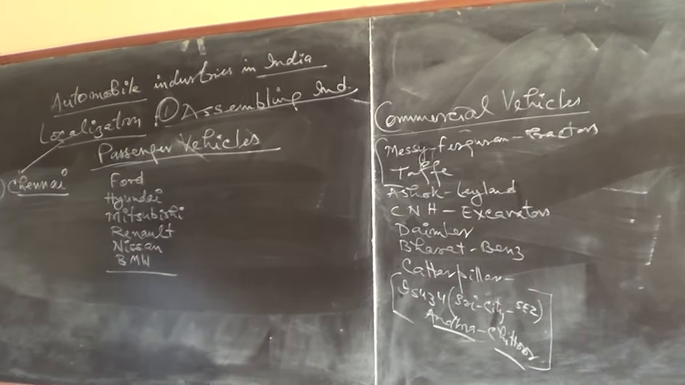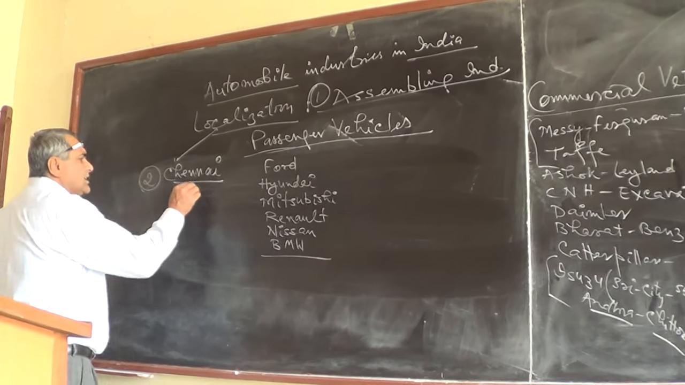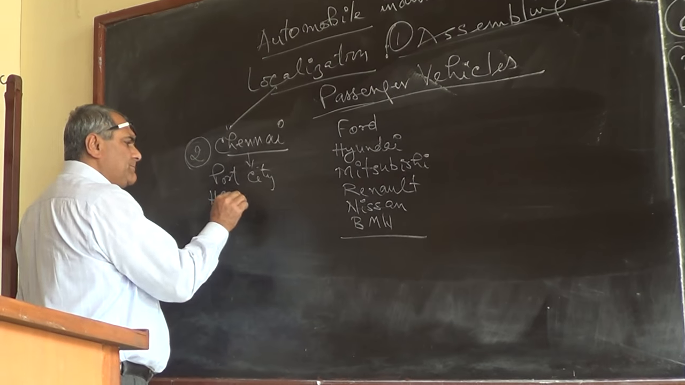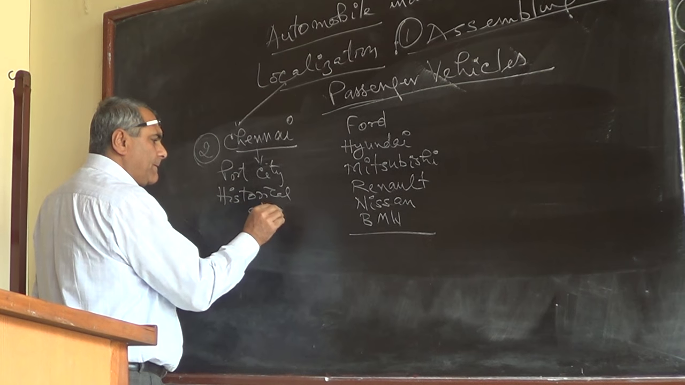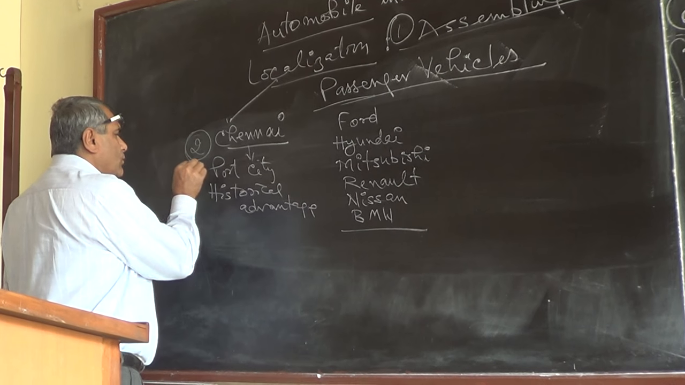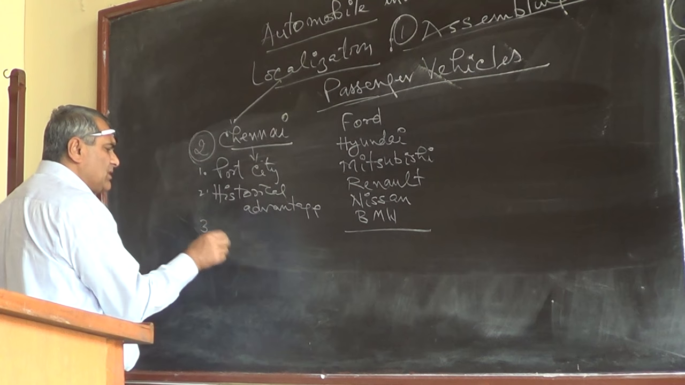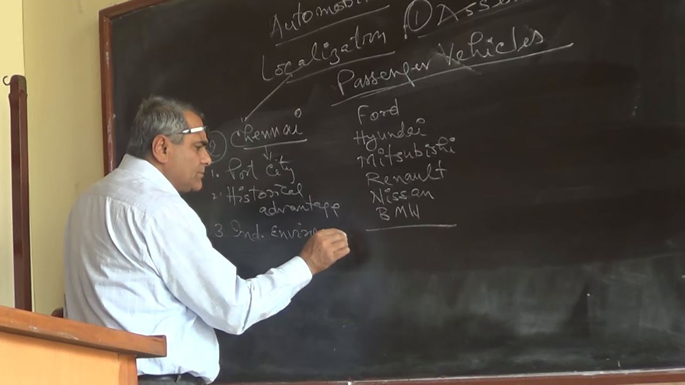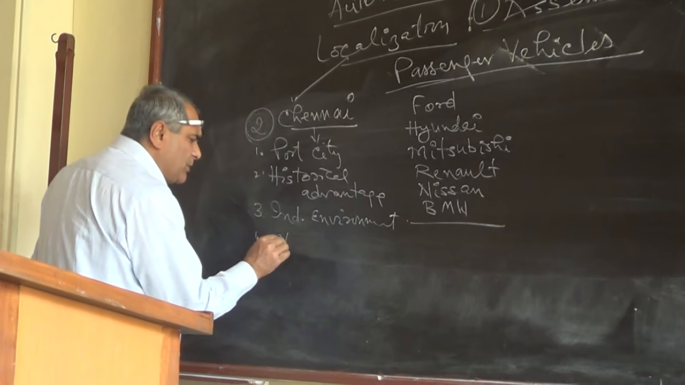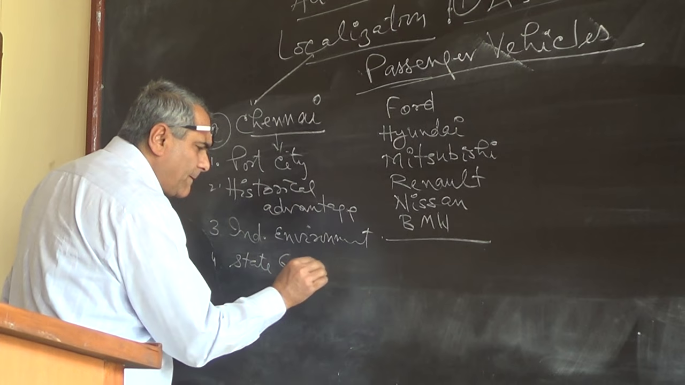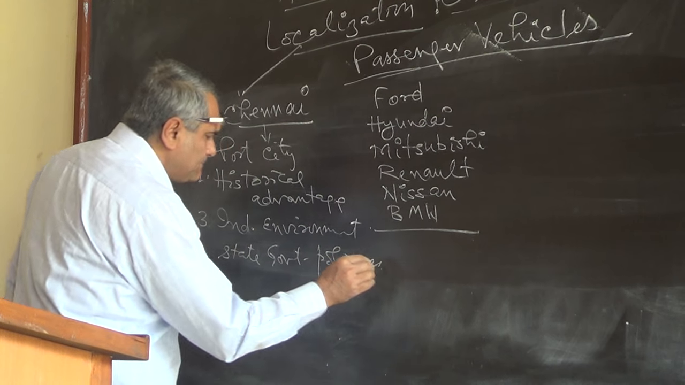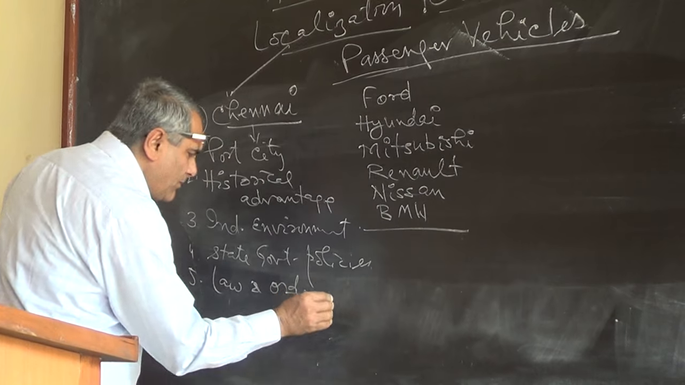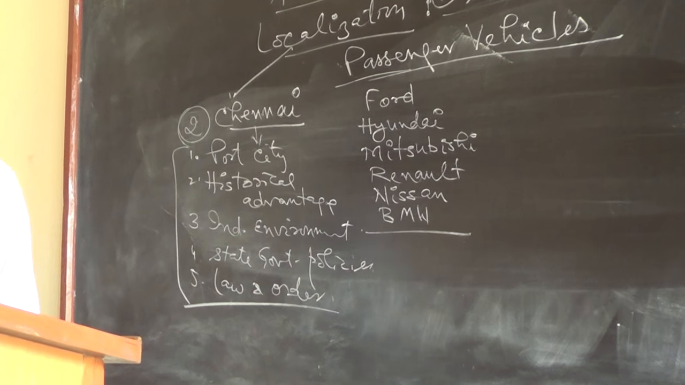Apart from that, Chennai is a port city. What are the advantages of Chennai? Port city, historical advantages. One is port city, number two is historical advantages, number three is industrial environment is there. State government policies. Law and order. All these five conditions are supporting.